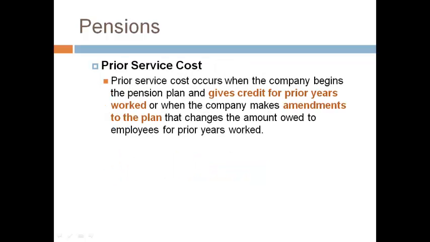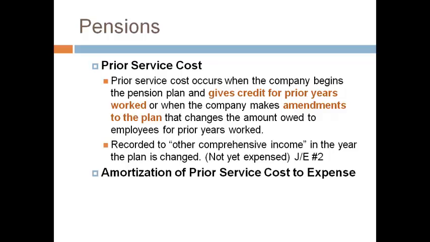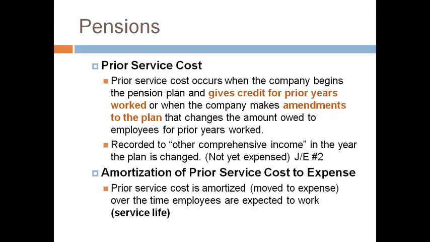Changes from plan amendments were originally recorded to OCI. This gain or loss is amortized into pension expense over the time employees are expected to work in the future. This is referred to as the service life. The word amortized means to move to expense over time.